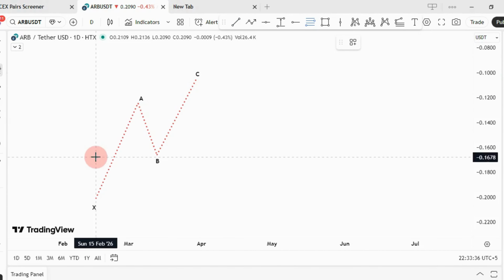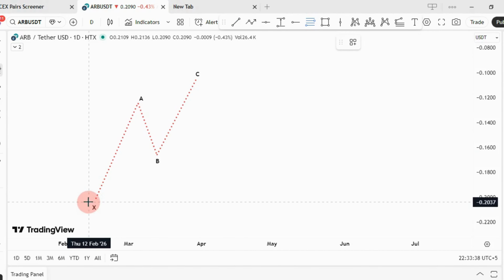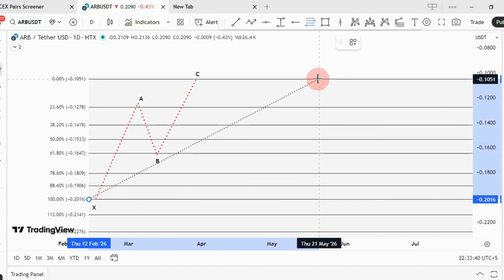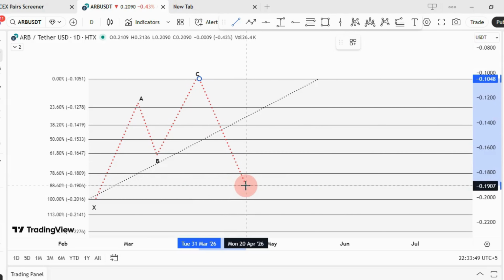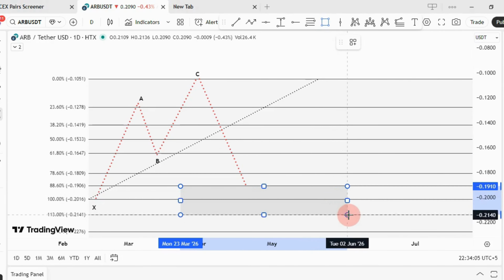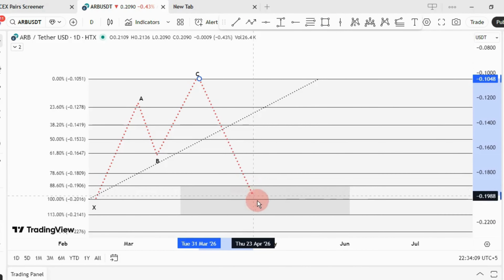Fourth, to find point D, take Fibonacci retracement from X to C. The reversal zone will be between 0.886 to 1.13. This zone is the potential reversal zone, and price should retest and reverse here.